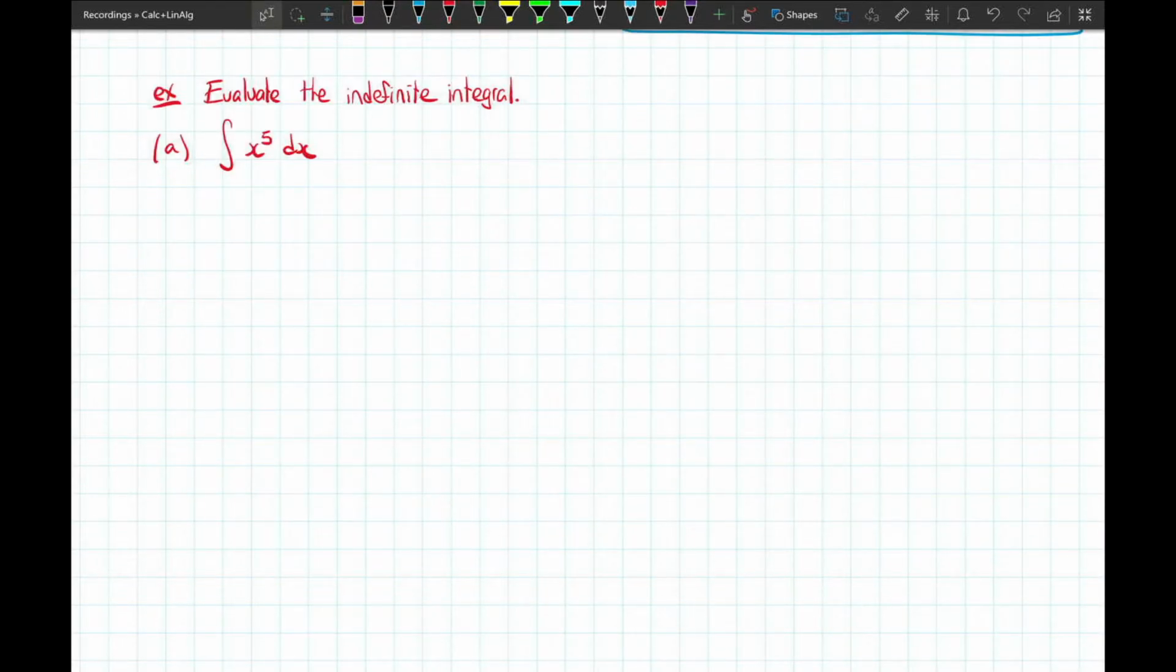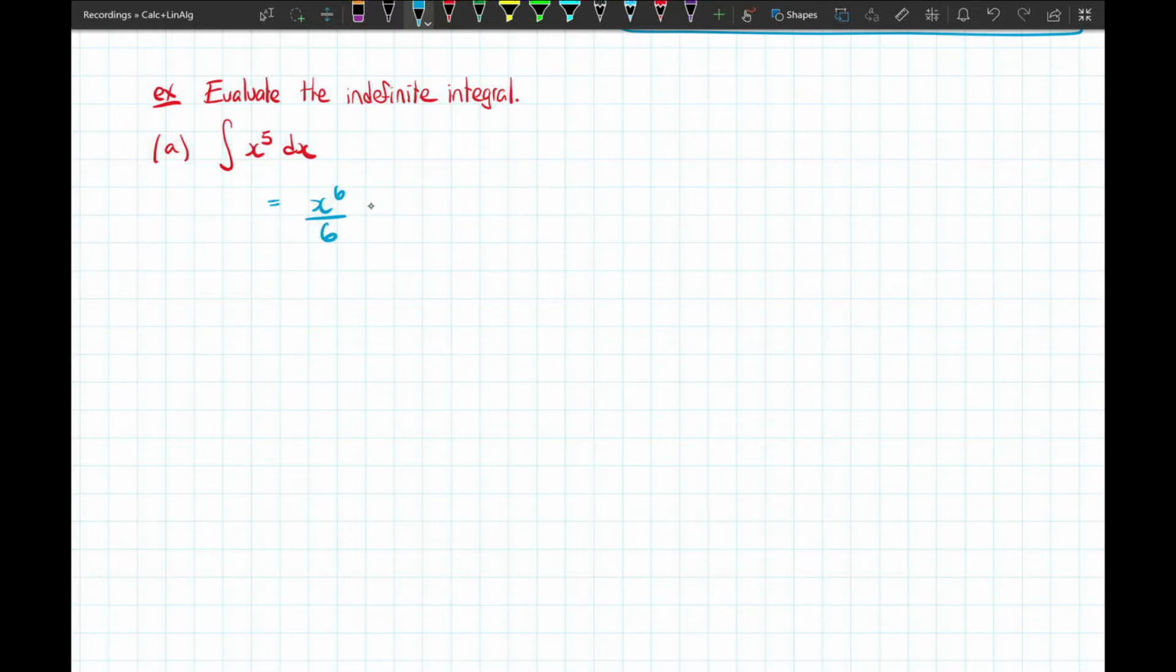If we wish to find the indefinite integral of x to the 5 with respect to x, that means that we're looking for an antiderivative of x to the 5 with respect to x. So applying the power rule, we're going to raise the power by 1, and that gives us x to the 6. And then we're going to divide by that new power, which is 6.